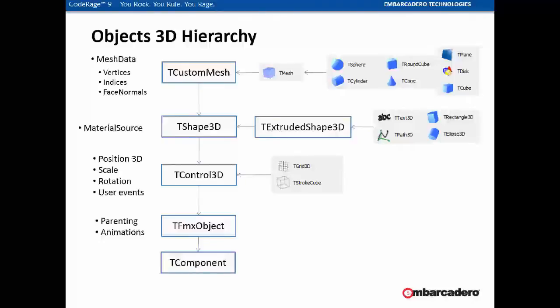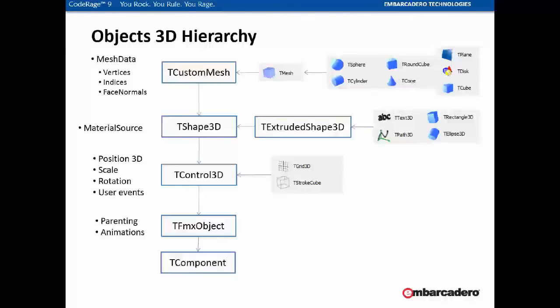You create your applications with components, so components are objects that can be manipulated at design time, and there are different 3D objects that you can use inside of your 3D applications. So every FireMonkey object is derived from the TFmxObject class. This is the class that provides support for basic functionality like parenting.